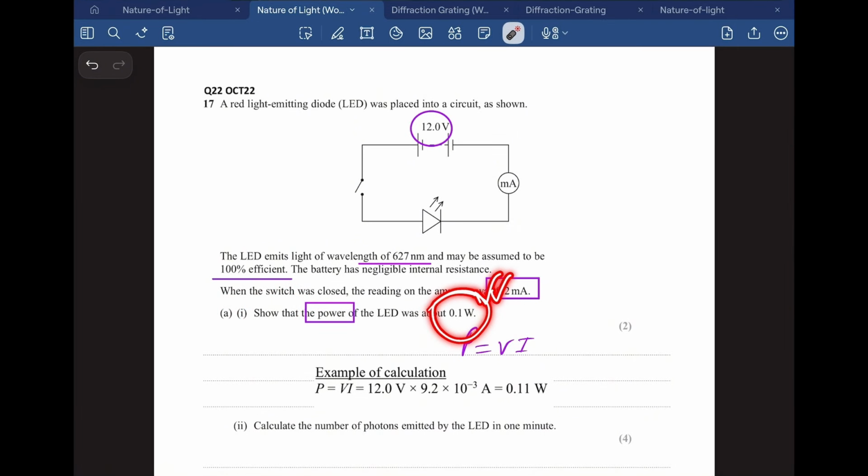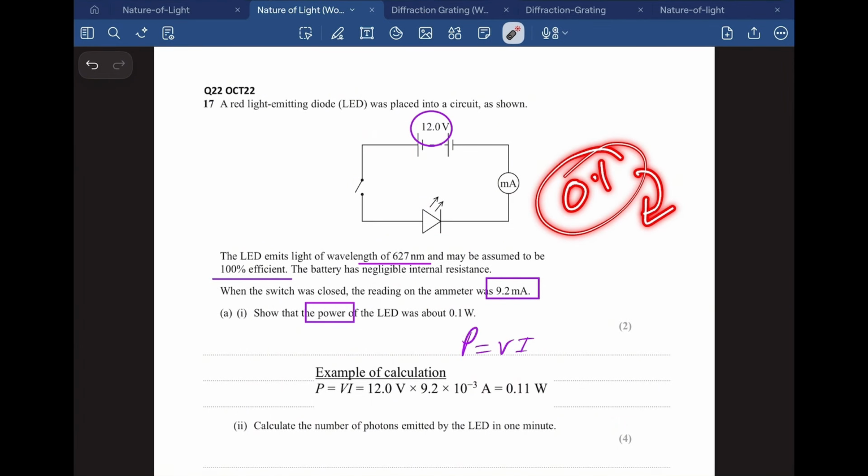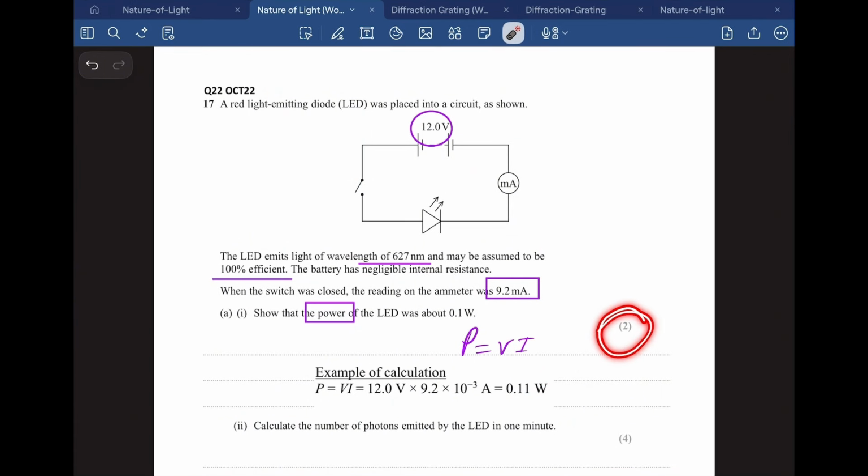And in the show that questions, you have to remember one thing: the value that they ask you to show is, let's say, in 1 SF, but your final answer should be one significant figure greater than the value that they have asked you to show. They have asked you to show 0.1. You will have to write 1 SF more. If you don't write it, then you will be penalized 1 mark. That is strictly said by Edexcel. So make sure you maintain this rule.